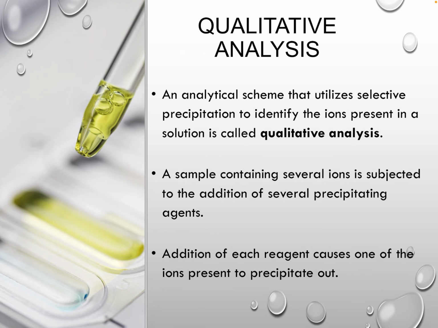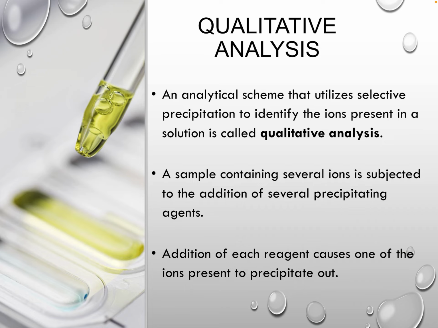Okay, so the selective precipitation is going to be really useful in qualitative analysis. And qualitative analysis is an analytical scheme that utilizes selective precipitation to identify ions present in a solution, okay? So we're going to, again, add certain reagents to cause some solids to precipitate, but not others, and we're going to use that to separate and identify our cations.